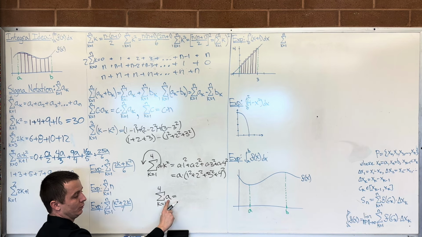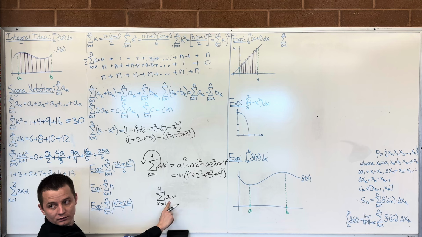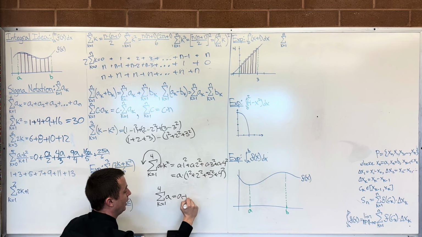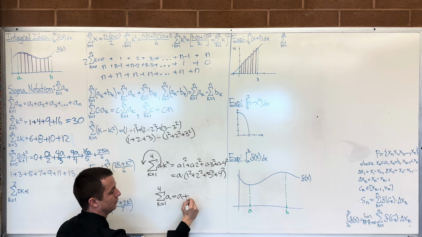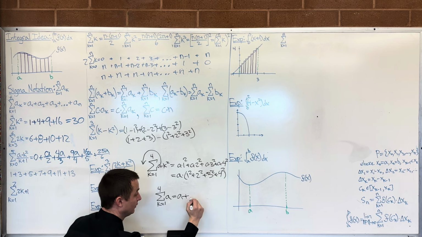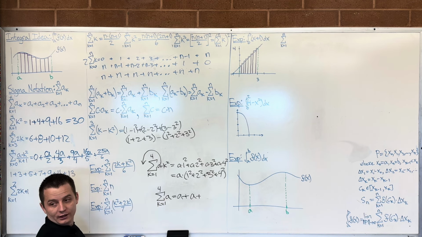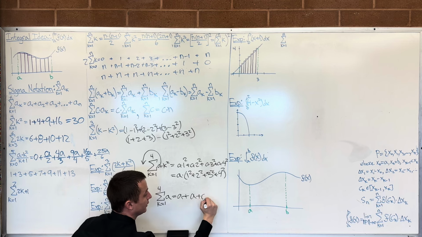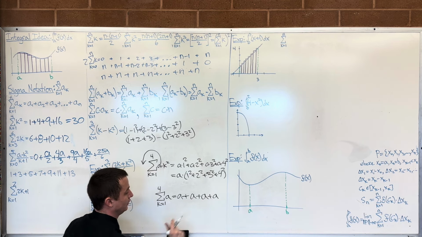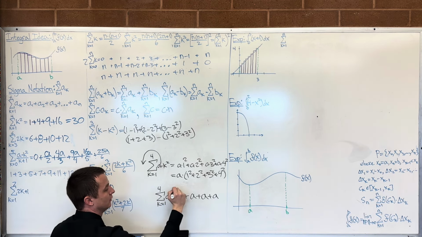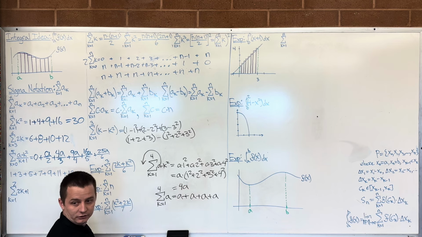Plug in 1 for k, and what is this? It's a. Okay, now plug in 2 for k, what do we get? a. Now plug in 3 for k, what do we get? a. And plug in 4 for k, what do we get? So we get 4a. Oh, I see. You see that?